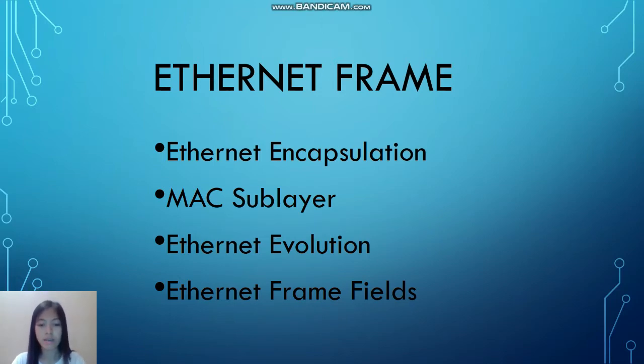MAC sublayer. The Ethernet MAC sublayer has two primary responsibilities: data encapsulation and media access control. Next, Ethernet evolution. Since the creation of Ethernet in 1973, standards have evolved for specifying faster and more flexible versions of the technology. Ethernet frame fields. The minimum Ethernet frame size is 64 bytes and the maximum is 1518 bytes.